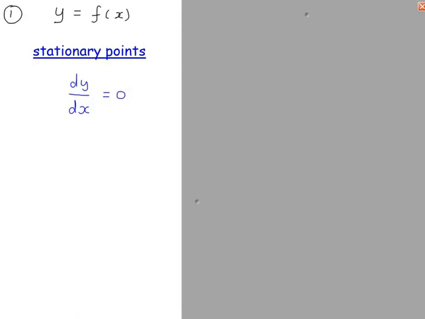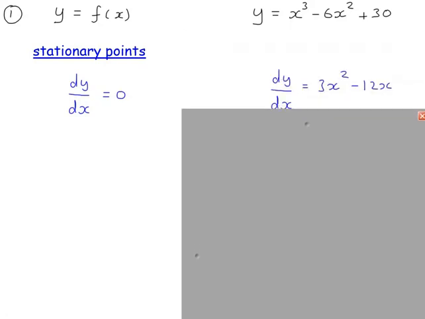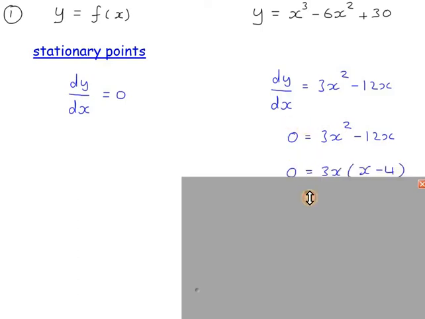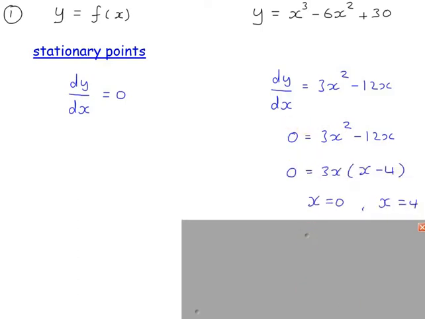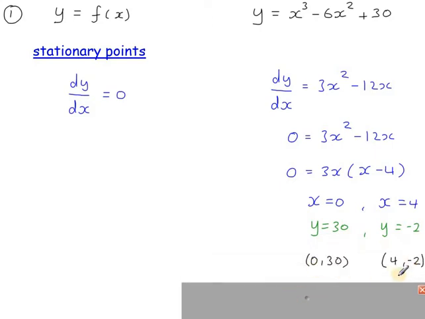To work out the coordinates for stationary points, differentiate and make your derivative equal to 0, because the gradient is 0 at a stationary point. So for example, if we have this function, dy/dx, make that equal to 0 and solve. To get the y coordinates, substitute the x coordinates back into the equation of the curve, and then we have our coordinates for the stationary points.